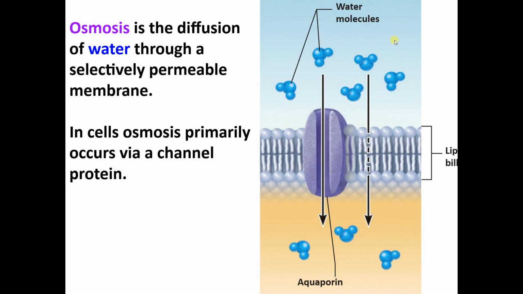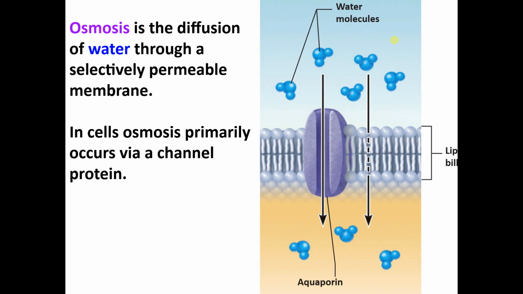Hey everybody, we are back for part number 2 of our lecture on cells, membranes, and transport. Last time we talked about passive transport, which we know is driven by diffusion, and we talked about simple diffusion versus facilitated diffusion. Today we're going to talk about a special type of diffusion, which is osmosis.